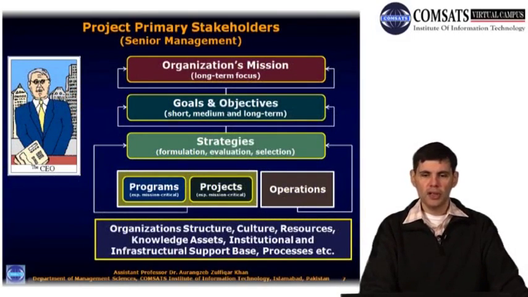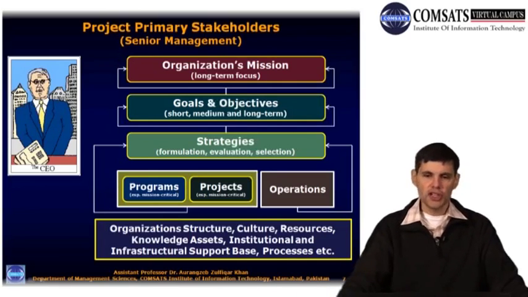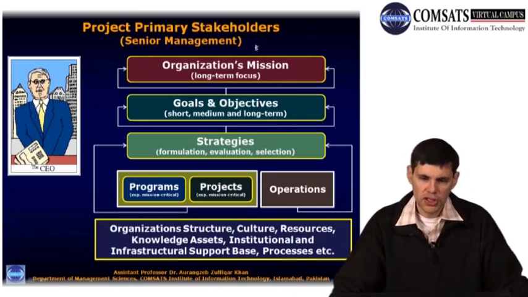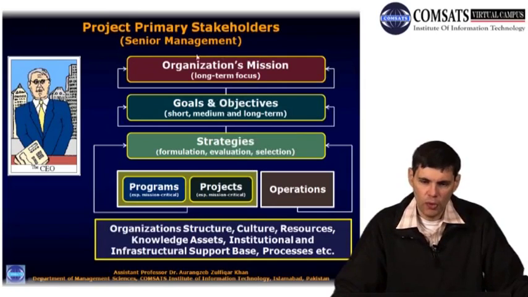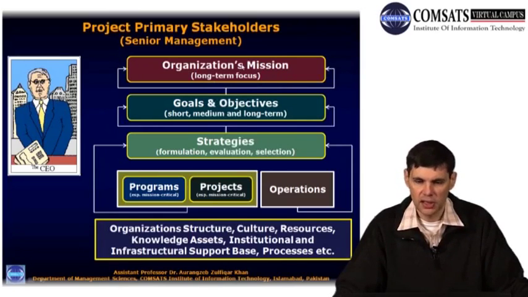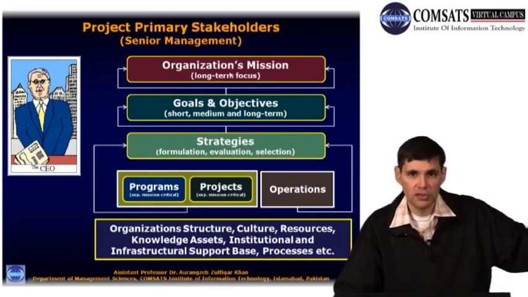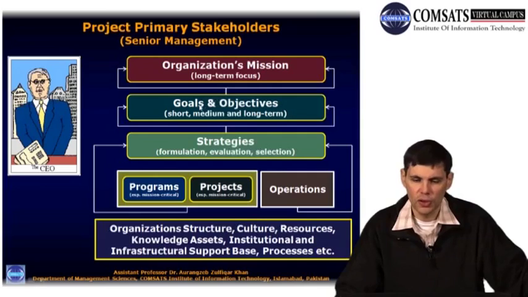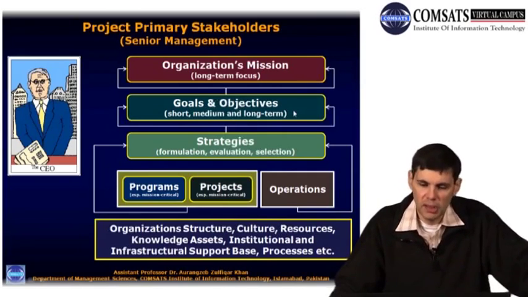Before I move on, I've just prepared this illustration for you over here, which points out really what I have said before. At the top, you have the organization's mission, whether it's a commercial organization or a public sector organization. To achieve the organization's mission, that is the ultimate destination where it wants to go, you have to set goals and objectives. Goals and objectives can be short, medium, and long-term, and can also be multidimensional.